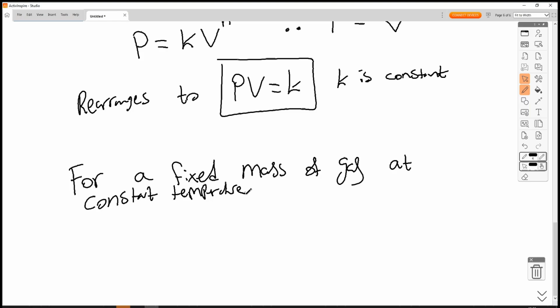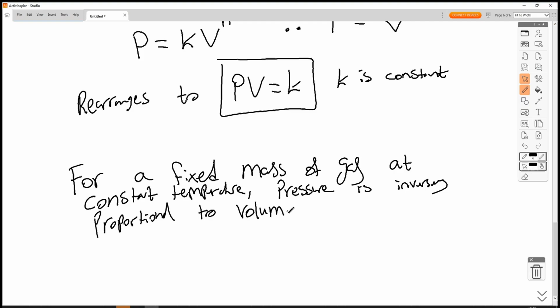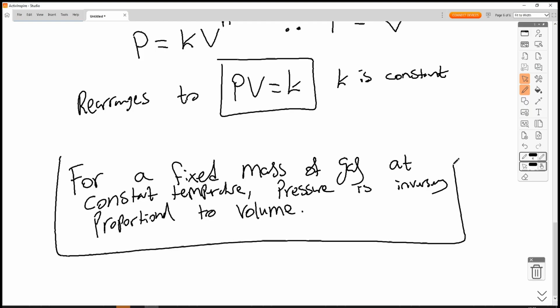The pressure was inversely proportional to volume. Pressure is inversely proportional to volume. Put a box around that.